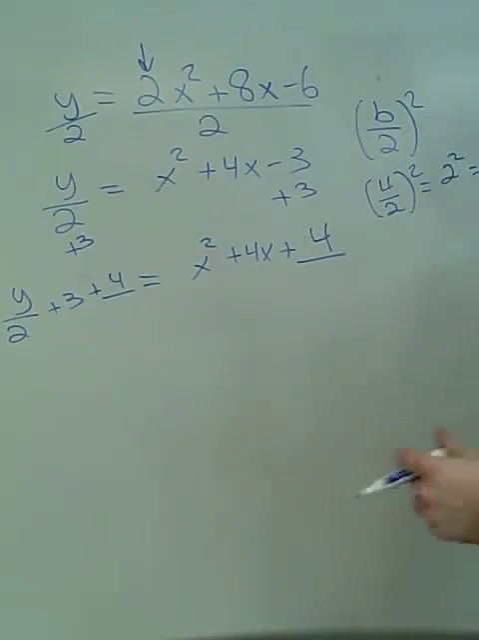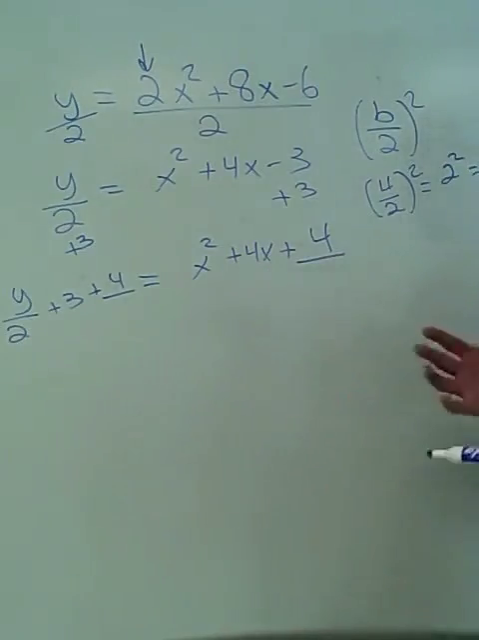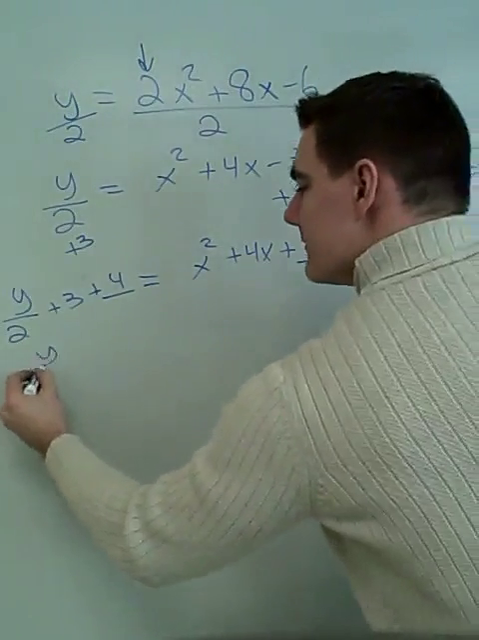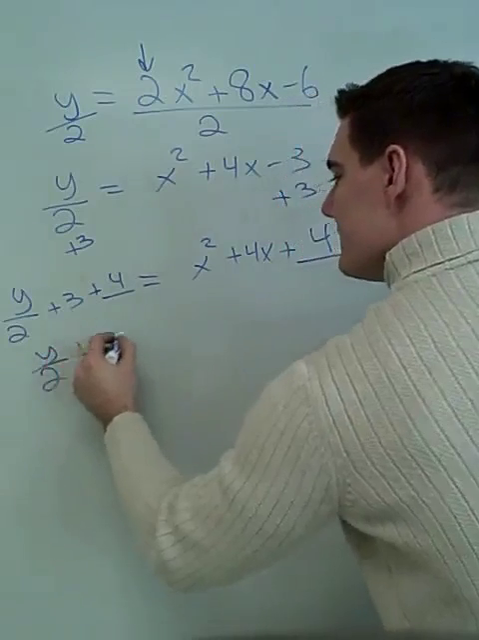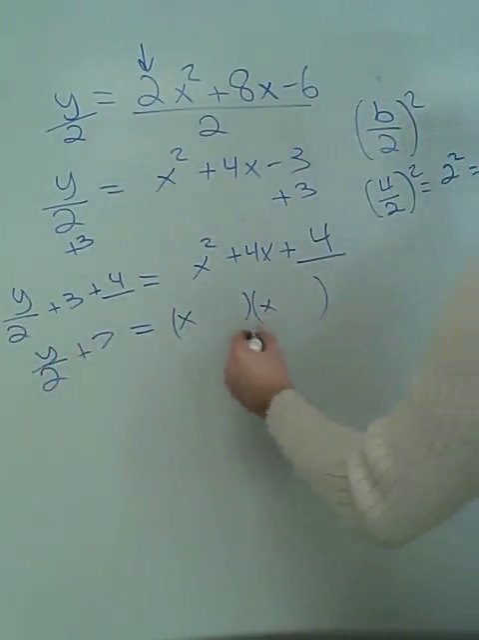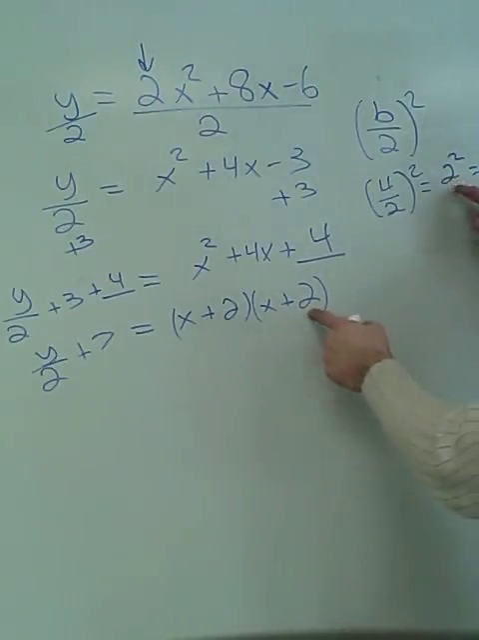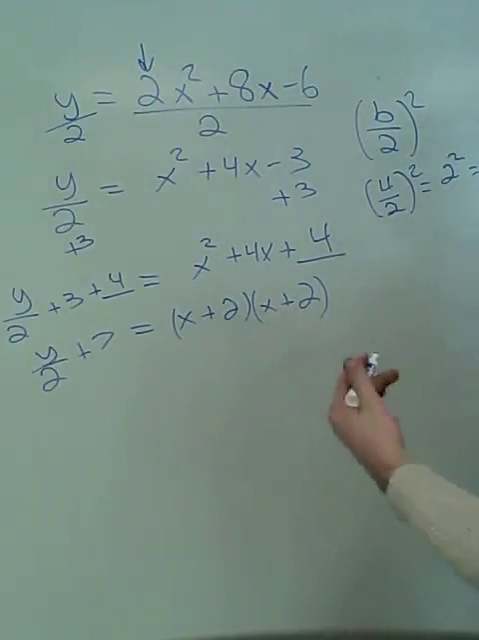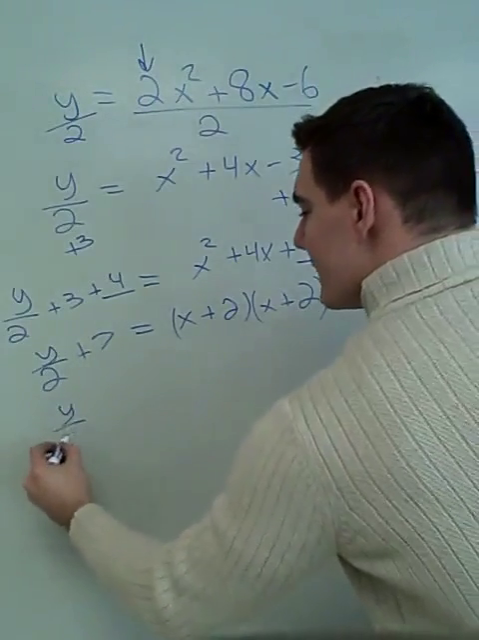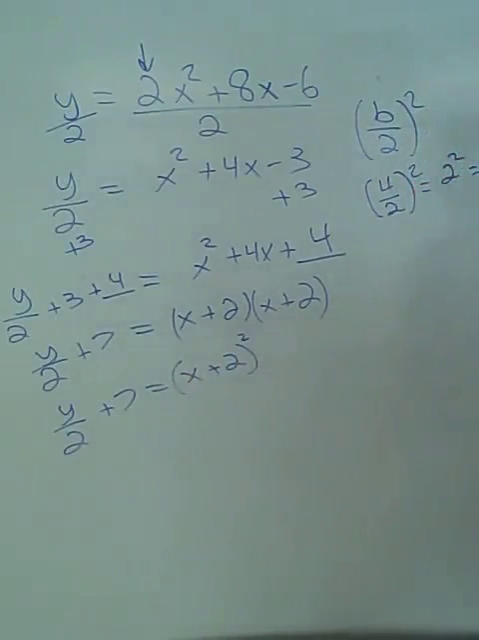Our next step is, on the left we're going to simplify, and on the right we're going to factor. Now, some people are going to skip steps here because there are shortcuts. But in general, y over 2 plus 7 equals, and we factor, and this factors into x and x, and the factors of 4 are 2 and 2, and yes, they will add up to 4. These numbers are always going to be the same, regardless of whatever you have. So we got y over 2 plus 7 equals x plus 2 squared. Now we're much more like the vertex formula. The only thing we have to do now is solve for y.